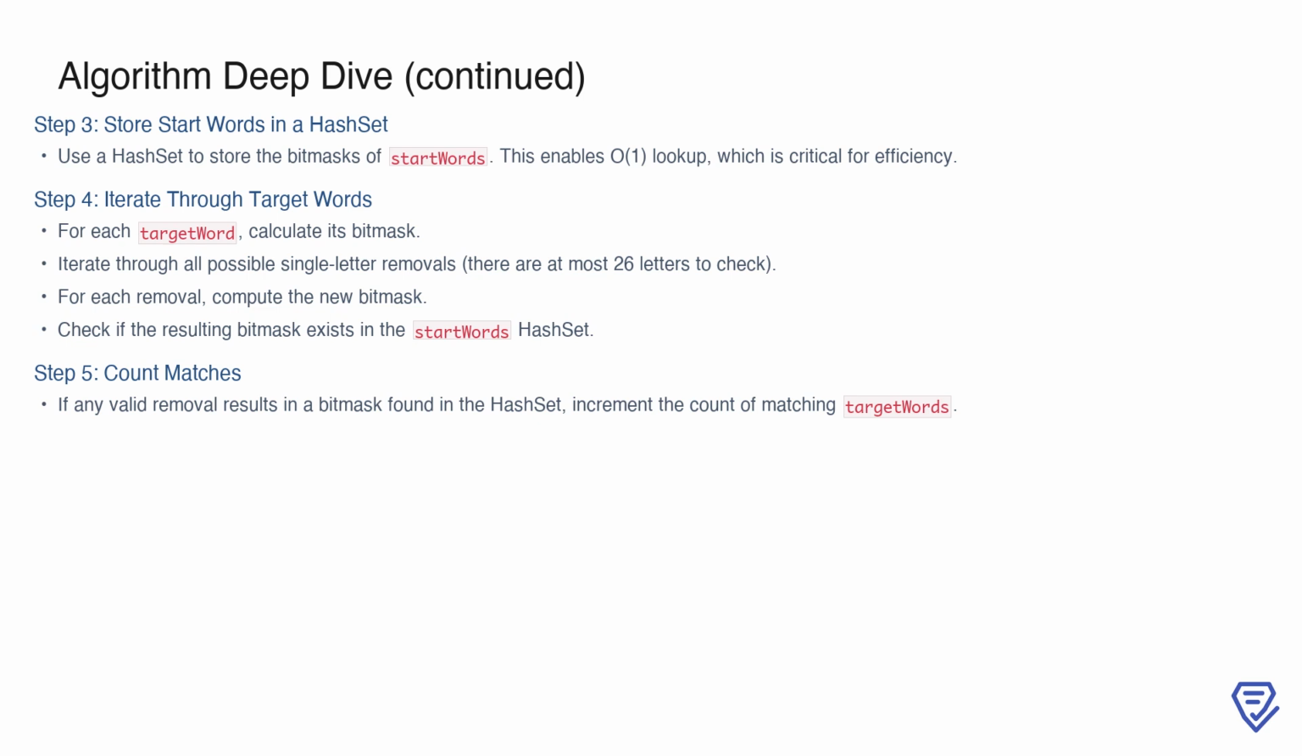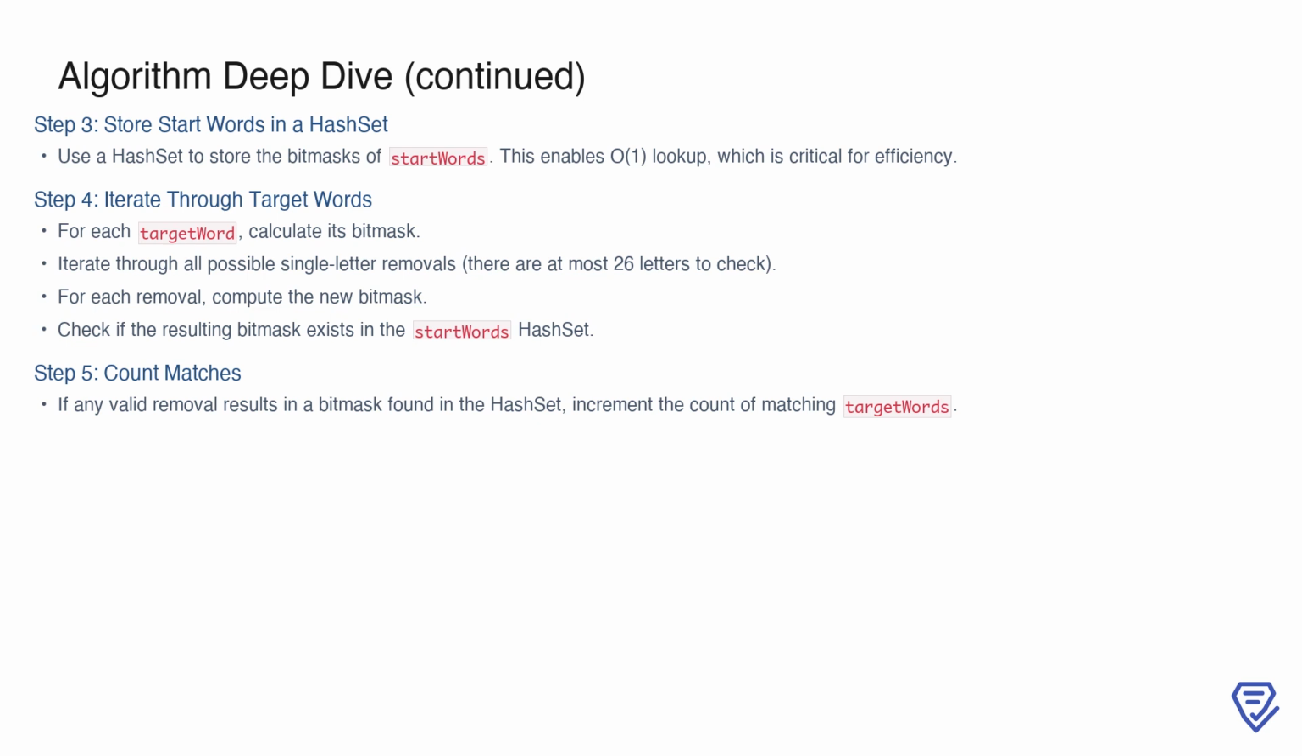The hash set enables us to perform O(1) lookups, which is key to maintaining efficiency as we process the target words. Now, for each word in target words, we calculate its bitmask representation. We then simulate the removal of each letter, one at a time, by turning off the corresponding bit in the bitmask. Since there are 26 possible letters, we perform up to 26 such transformations for each word.